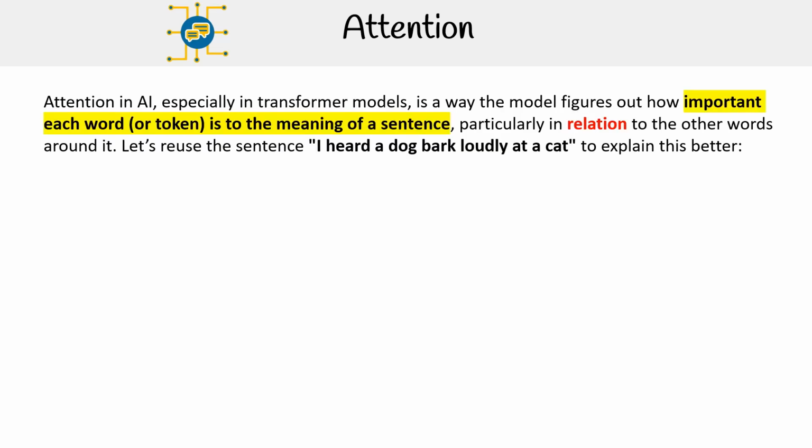The next component of a transformer we'll be covering is attention. Attention in AI, especially in transformer models, is a way the model figures out how important each word or token is to the meaning of a sentence, particularly in relation to the other words around it. Let's reuse the sentence "I heard a dog bark loudly at a cat" to explain this better.